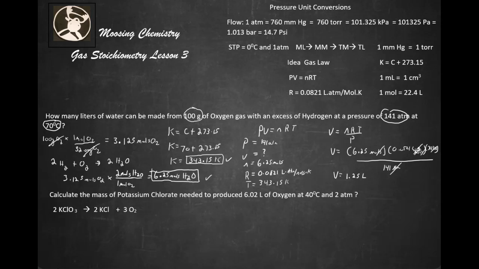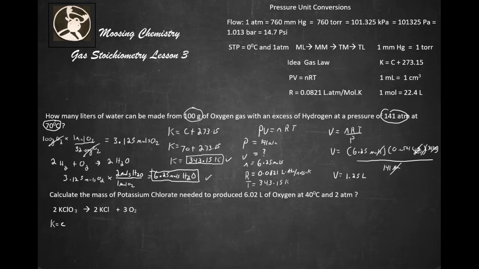All right, so now we're going to look at our next problem here. It says, calculate the mass of potassium chlorate needed to produce 6.02 liters of oxygen at 40 degrees Celsius and 2 atmospheres. Seems like we've got a lot of what we had before. But in this case, I've already written out the equation for you. And we've got liters, so we have volume, and we need to convert, this time, temperature, okay? We're not using grams, so we have liters, so that's good. So let's go here and get the temperature taken care of first.